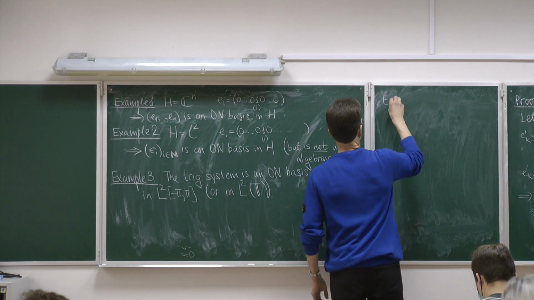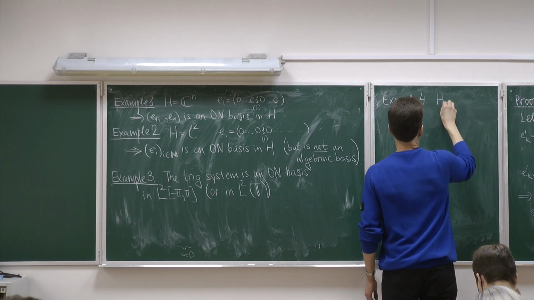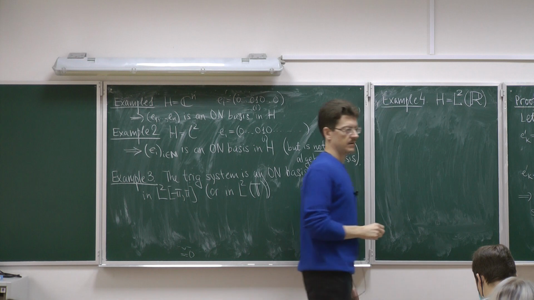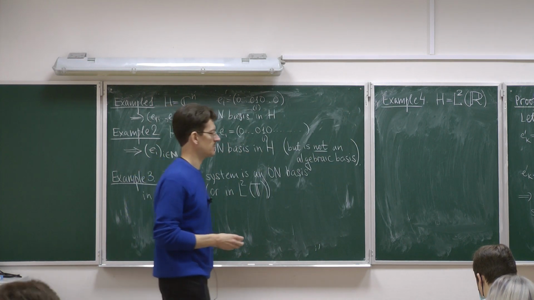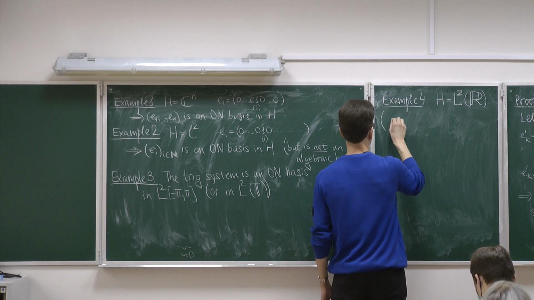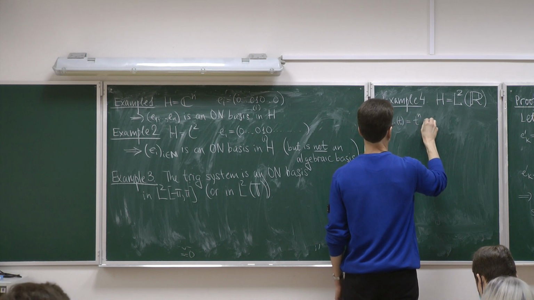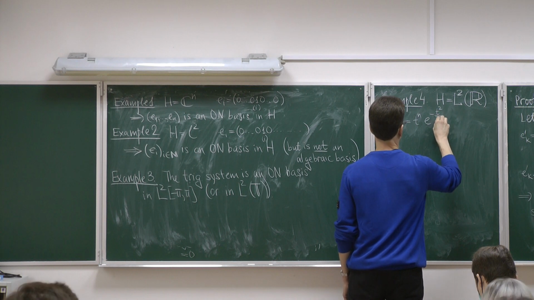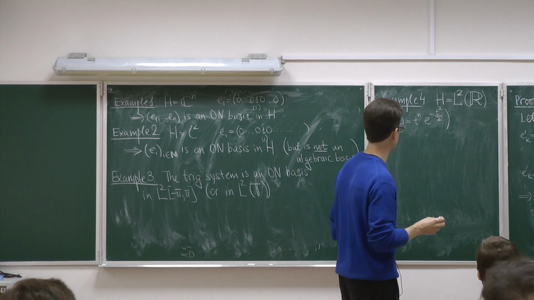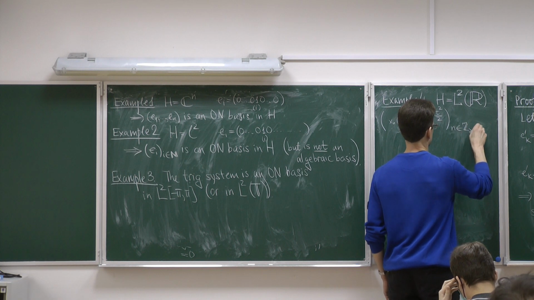Example 4. Now let H be the big L2 space on the real line. Of course, the real line is equipped with the Lebesgue measure. And we introduce the following family of functions, which we denote by x_n of t. The following function. It's easy to see that this function indeed sits in the big L2 space. Here n runs over all non-negative integers.